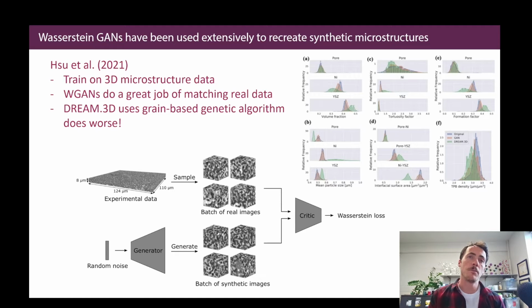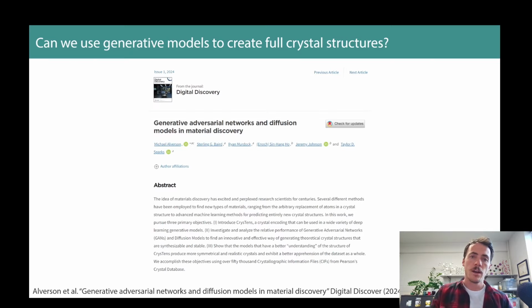And what's really cool is they actually compared this to one of the state-of-the-art tools, Dream3D, which is a grain-based genetic algorithm approach. And they're showing that they actually do quite a bit better. And you can see that in these histograms where the green comes from Dream3D, where it's not matching things like the pore size, the phase amount of the nickel versus YSZ. But the blue and the orange match pretty well. That's the original and the GAN. So pretty cool approach. And we see lots of papers in that space, which makes sense because GANs, again, came out of the image field. So it's not surprising that they're doing great in the image, including 3D images space.